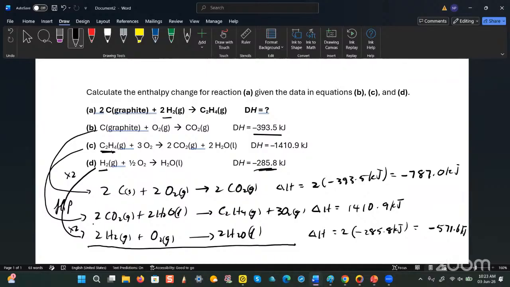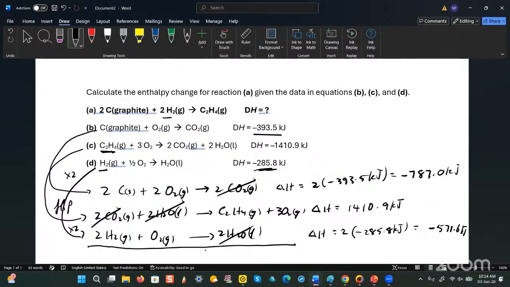CO2. CO2s will cancel out. These 2 will cancel out with these 2. I would agree with that. Anything else? H2O. Okay, yeah. These 2 water molecules in a liquid state will cancel out with those 2 water molecules. Anything else?